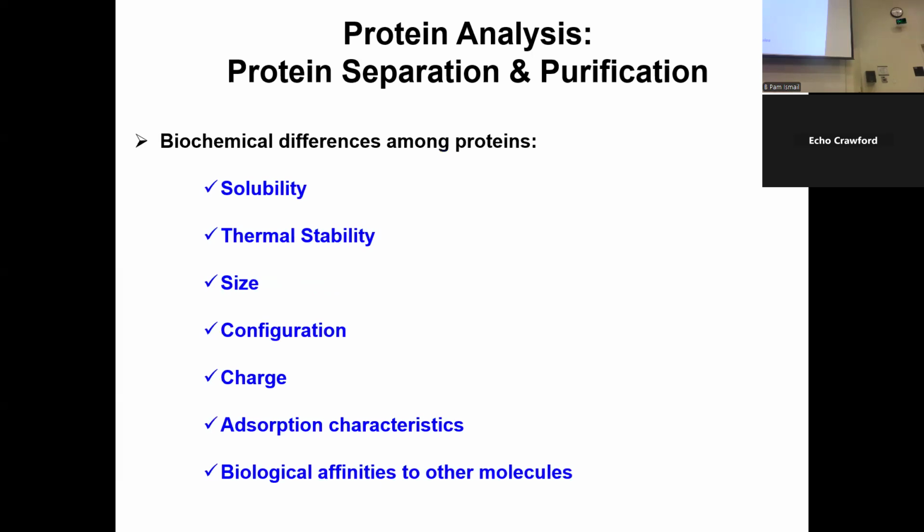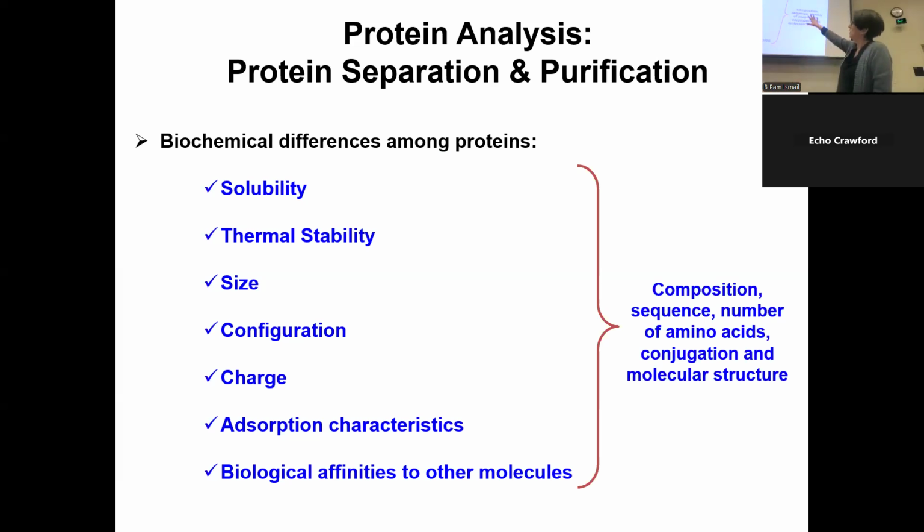Absorption characteristic, if we want to use chromatography, we want to know what chromatography would work best with based on its absorption characteristic. And then biological affinities to other molecules, especially if we are trying to purify an enzyme. If we know what that enzyme is, we can use specific enzyme inhibitors, let's say, and put that in the column so that we can get that enzyme out.